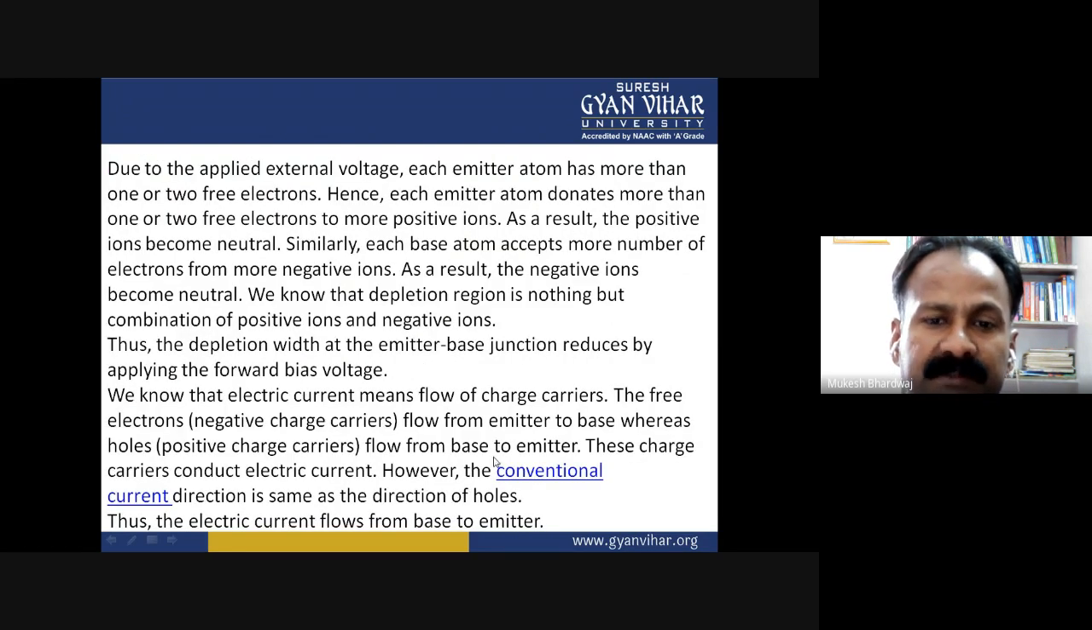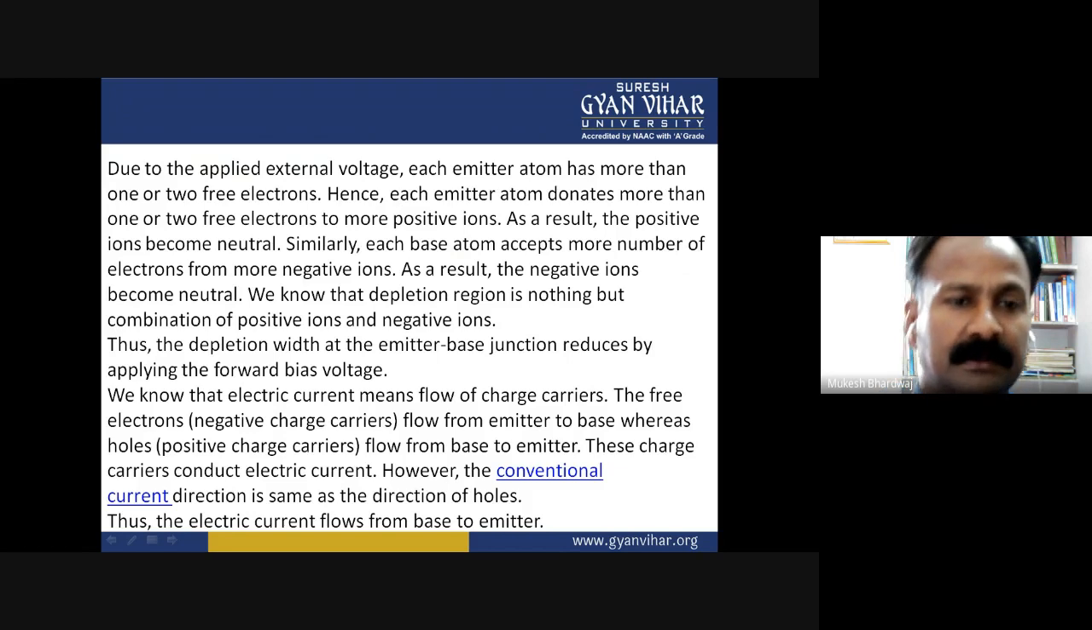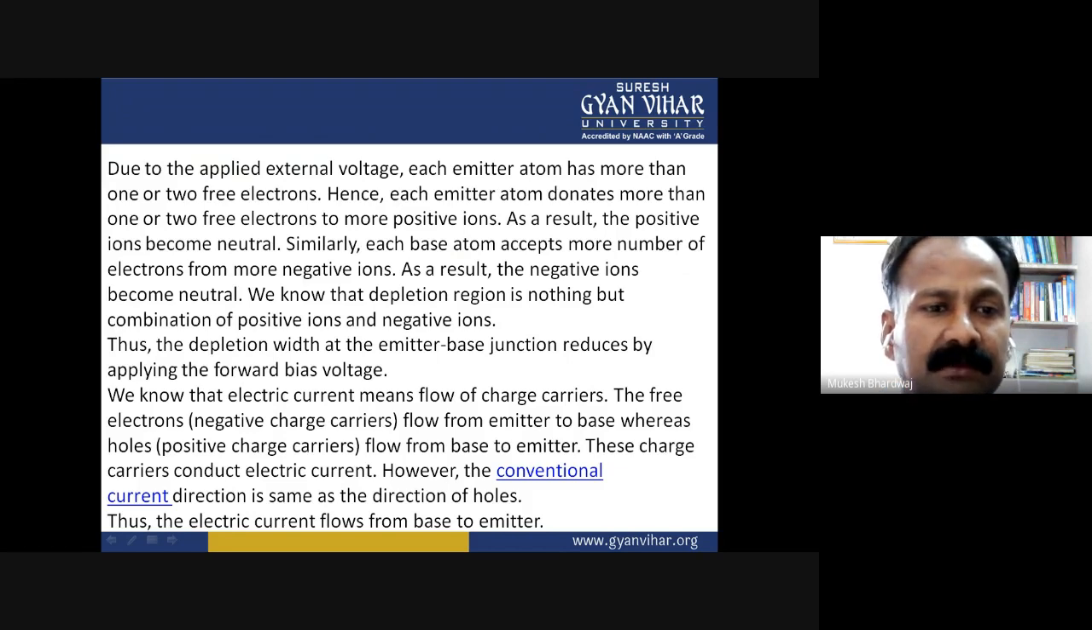Due to the applied external voltage, each emitter atom has more than one or two free electrons. Hence, each emitter atom donates more than one or two free electrons to more positive ions. As a result, the positive ions become neutral. Similarly, each base atom accepts more number of electrons from more negative ions. As a result, the negative ions become neutral. We know that depletion region is nothing but the combination of positive ions and negative ions. Thus, the depletion width at the emitter base junction is reduced by applying the forward bias voltage.